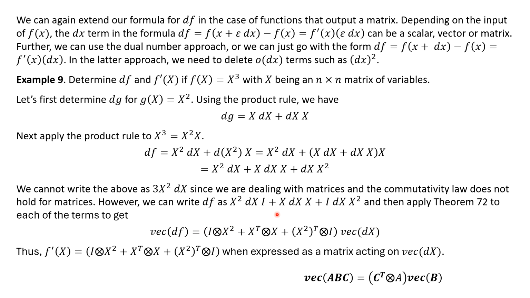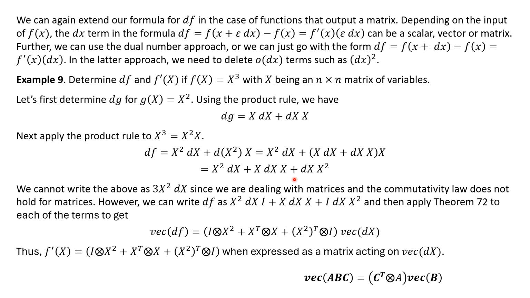And this, as you recall, was the kind of format we had in the previous example. So the way to interpret this is that the derivative of f of x equals the Kronecker product of I with x squared plus x transpose Kronecker product with x plus the Kronecker product of x squared transpose with I, the identity matrix, expressed as a matrix acting on vec dx. Okay, so not pretty, but that's how it goes when you're working with matrices. Even something that looks simple, you can get a quite complicated expression for the derivative.